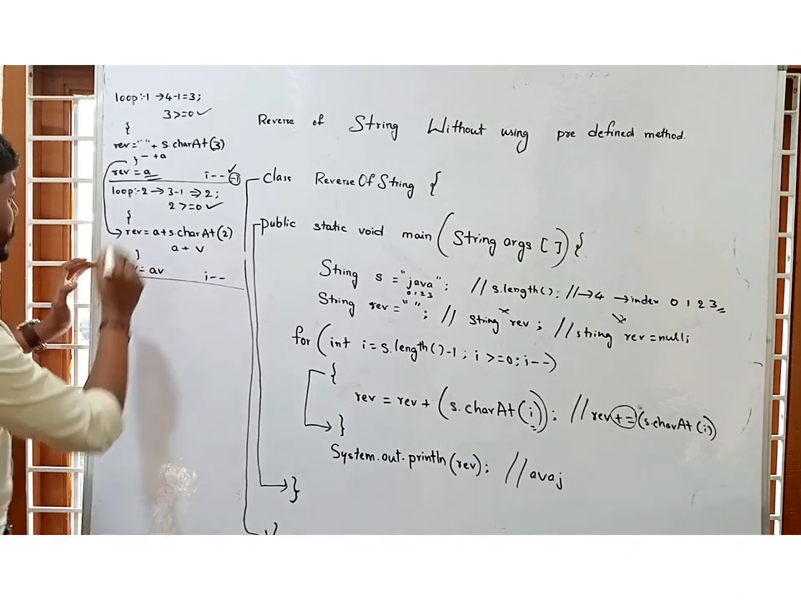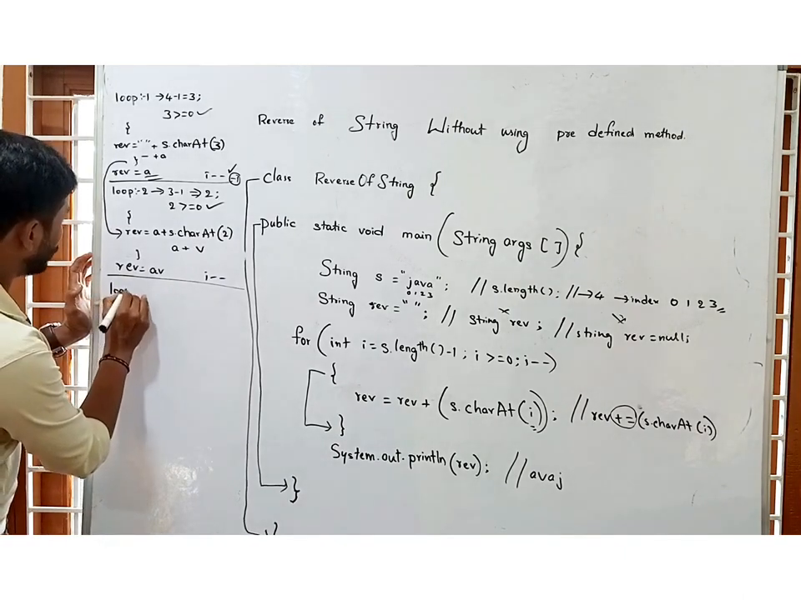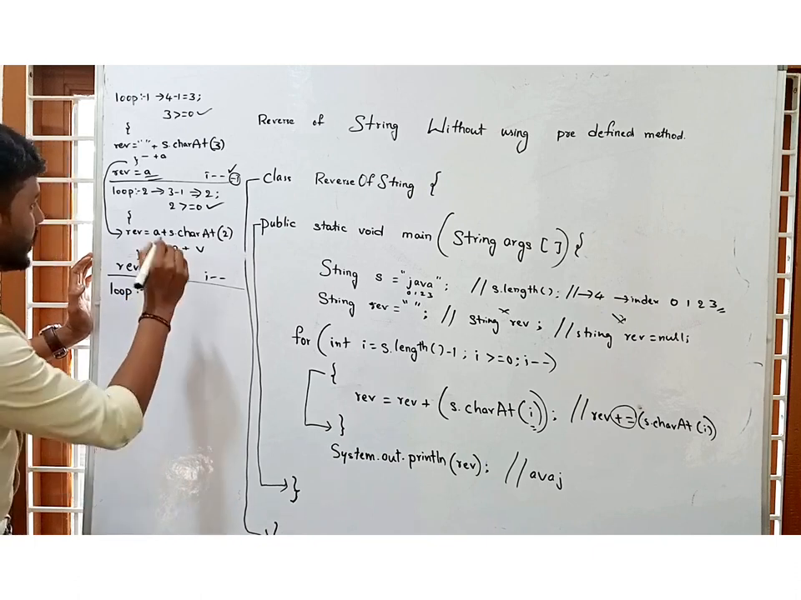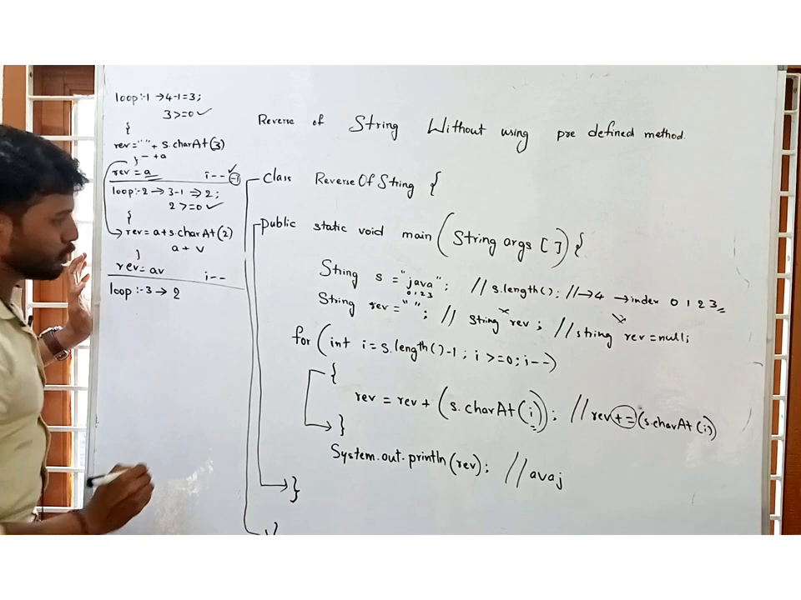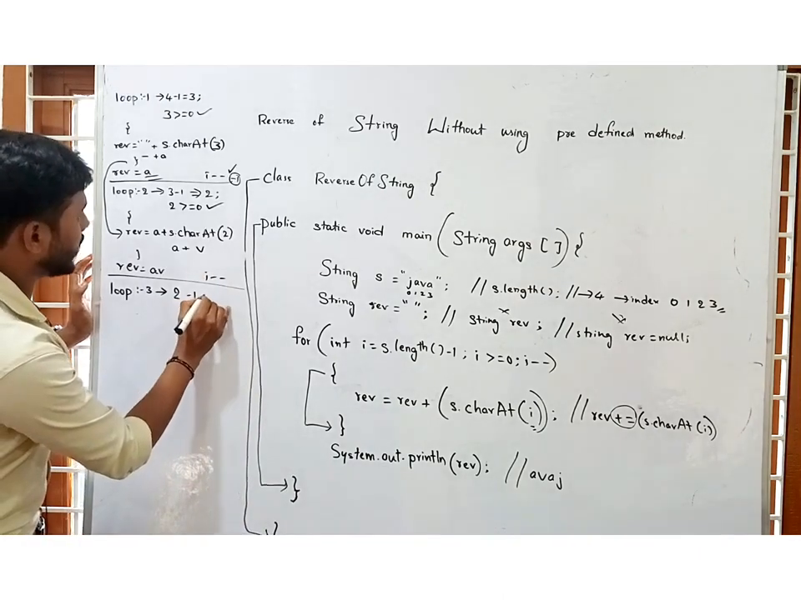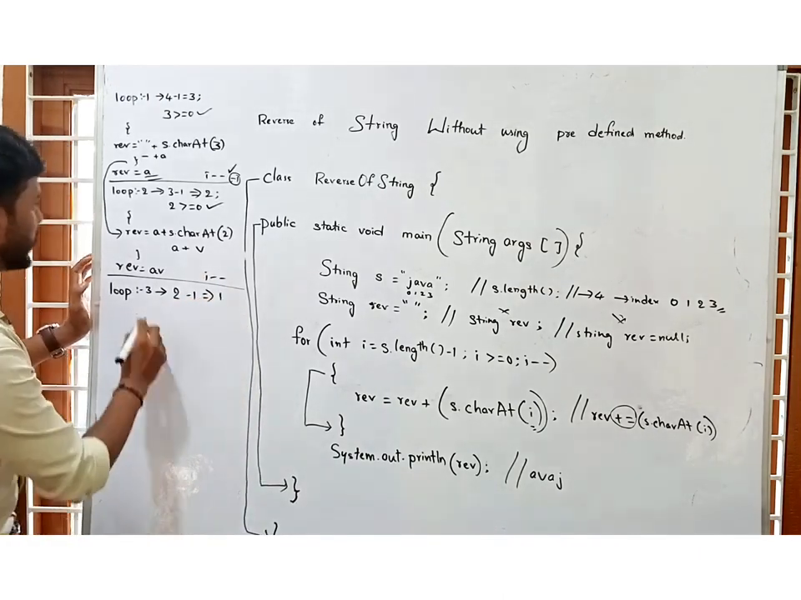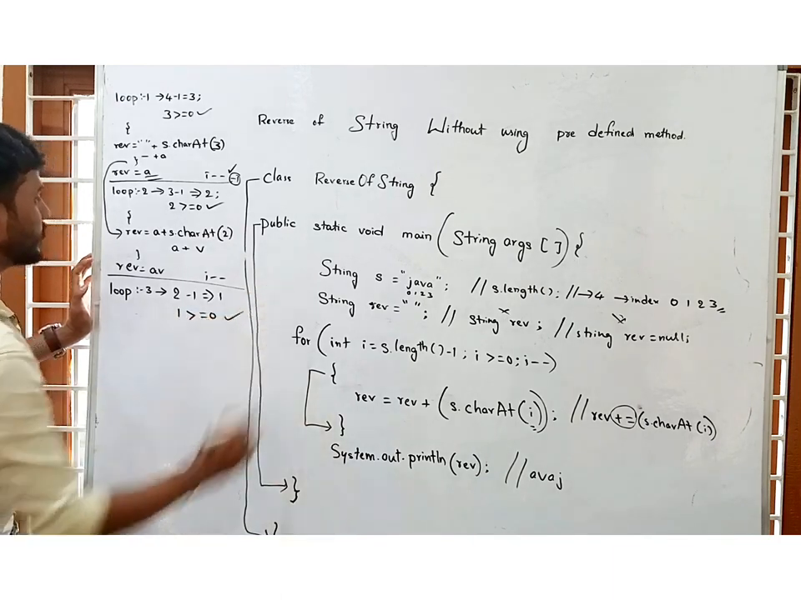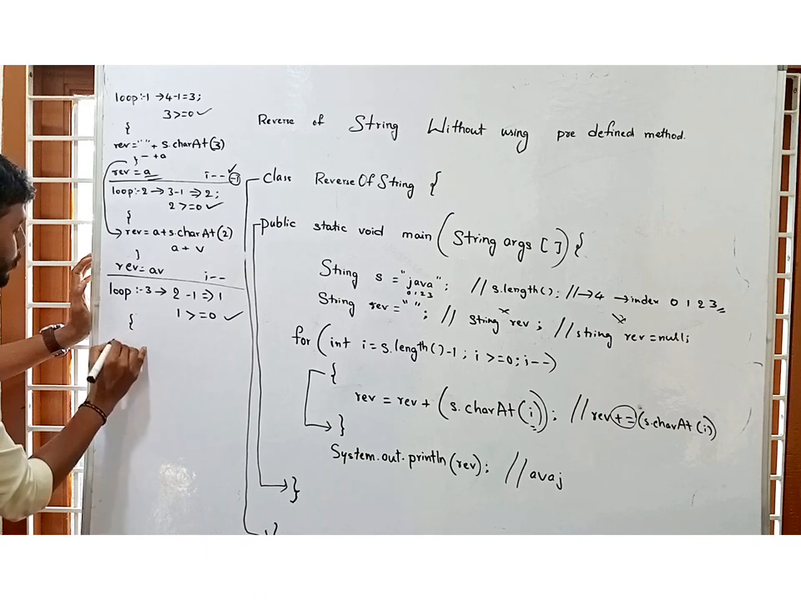Now here loop number 3. Again we have the I value as 2, and again we have a decrement. 2 minus 1 equal to 1. 1 greater than or equal to 0. Yes, the condition was satisfied, and the loop was opened.